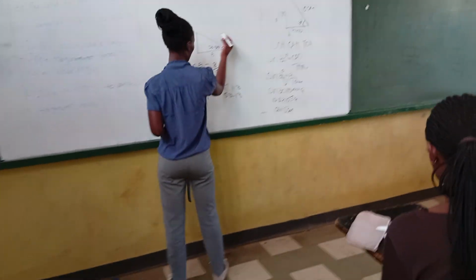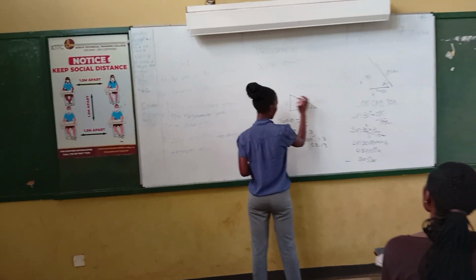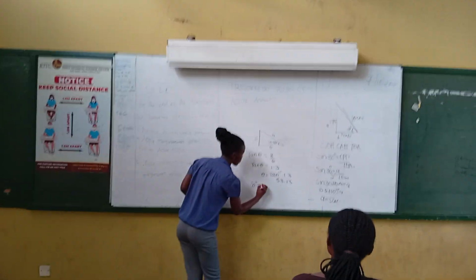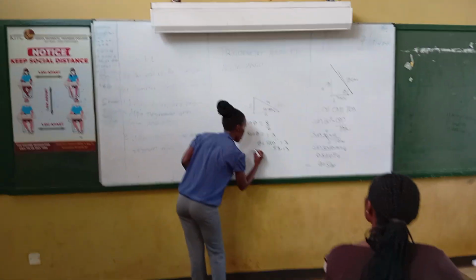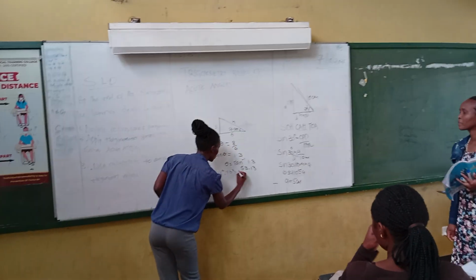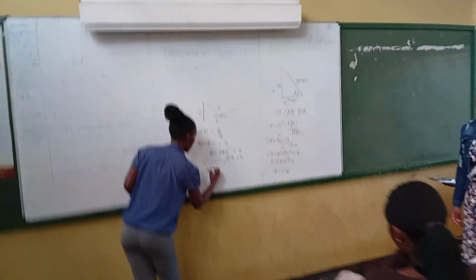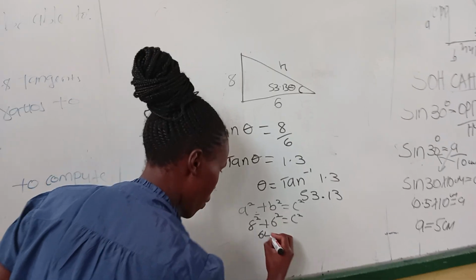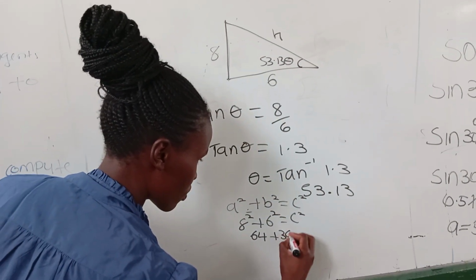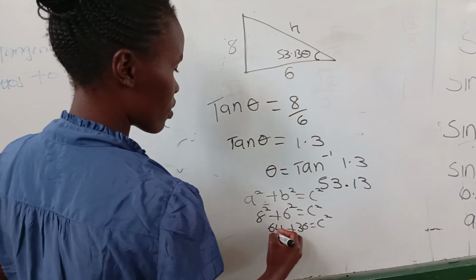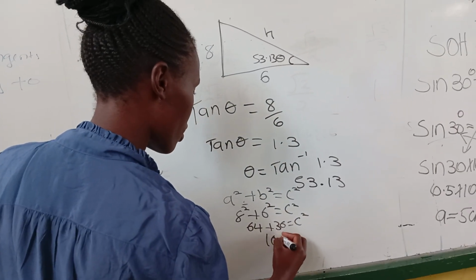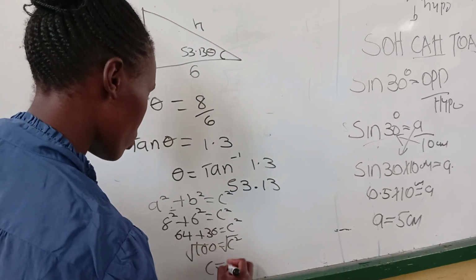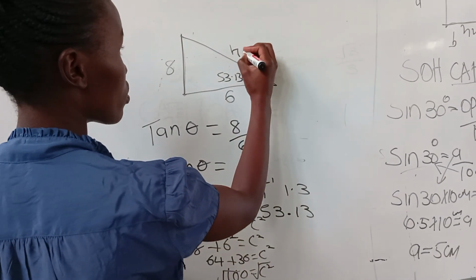So here is 53.13. And in order to find the hypotenuse, since it's a right angle triangle, we will use the formula a squared plus b squared is equal to c squared, which is 8 squared plus 6 squared is equal to c squared. 64 plus 36 is 100, which is equal to c squared. When we square root, c is equal to 10. So our hypotenuse is 10.